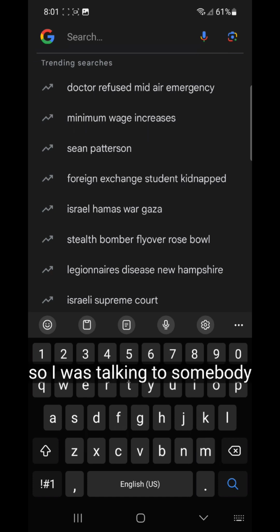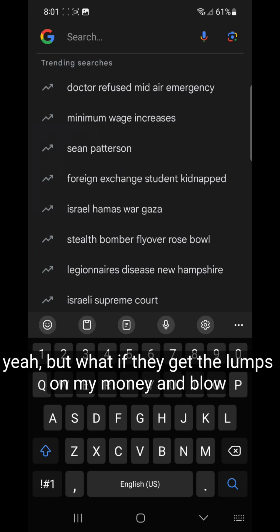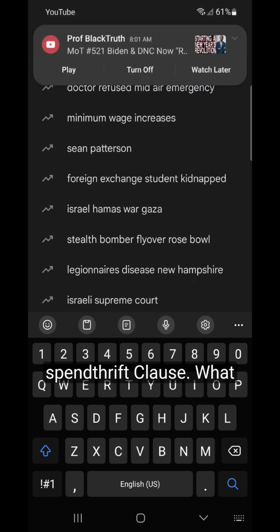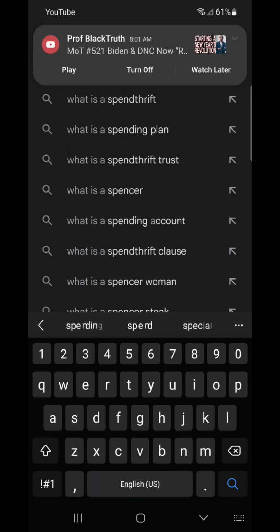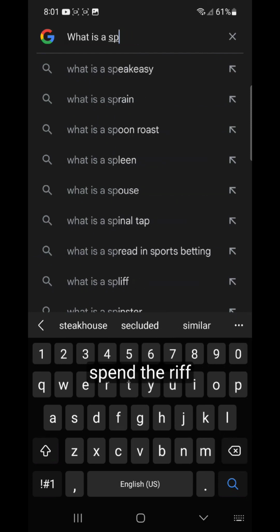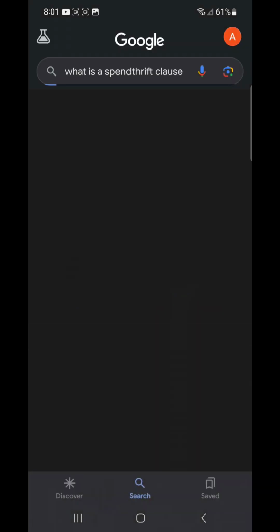So, I was talking to somebody about life insurance the other day, and he was like, yeah, but what if they get the lump sum of money and blow through it? So, there's something called a spendthrift clause. What is a spendthrift clause?